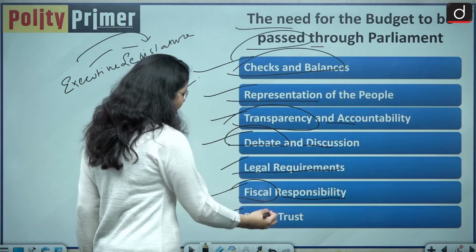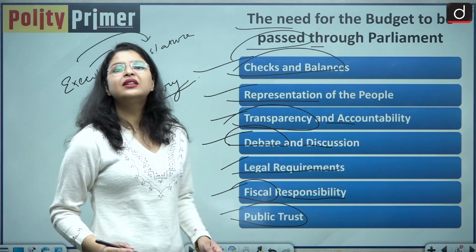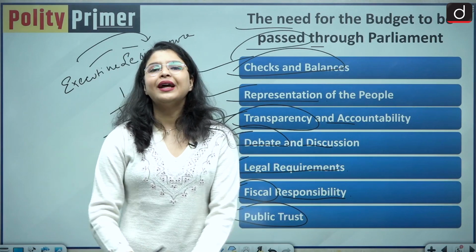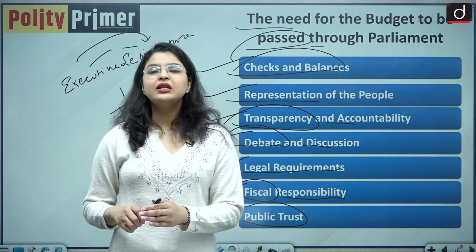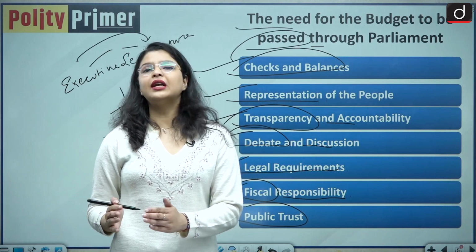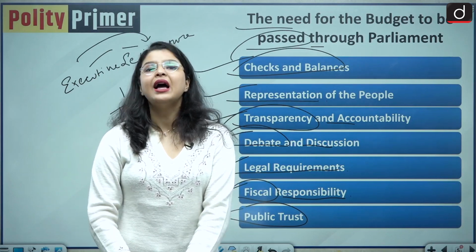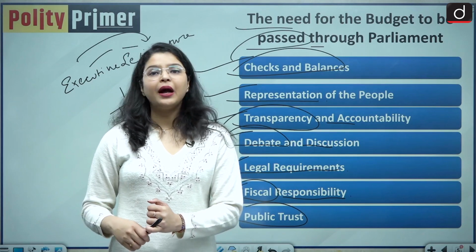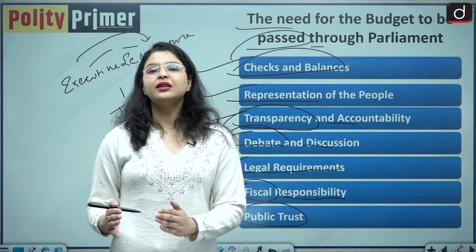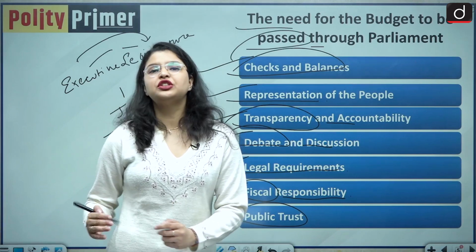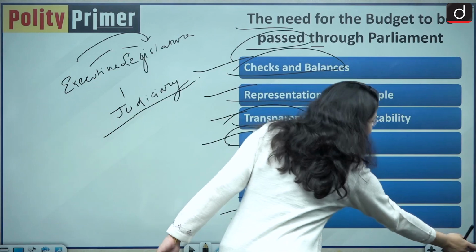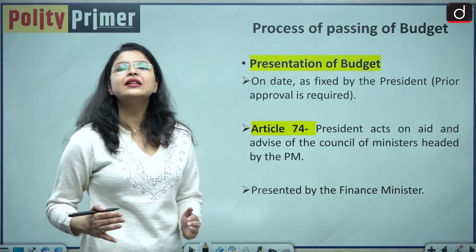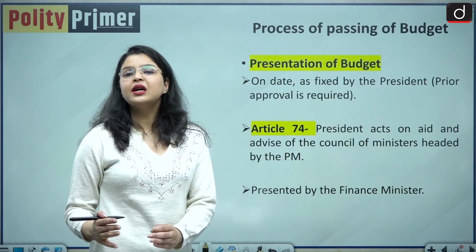Okay, then obviously there is public trust involved in the government that our chosen representatives are making correct financial decisions for us, and that is why the budget has to be passed by the Parliament of India, and it is in the form of a legislation. Moving forward, let us understand how exactly this budget is passed in the Parliament.